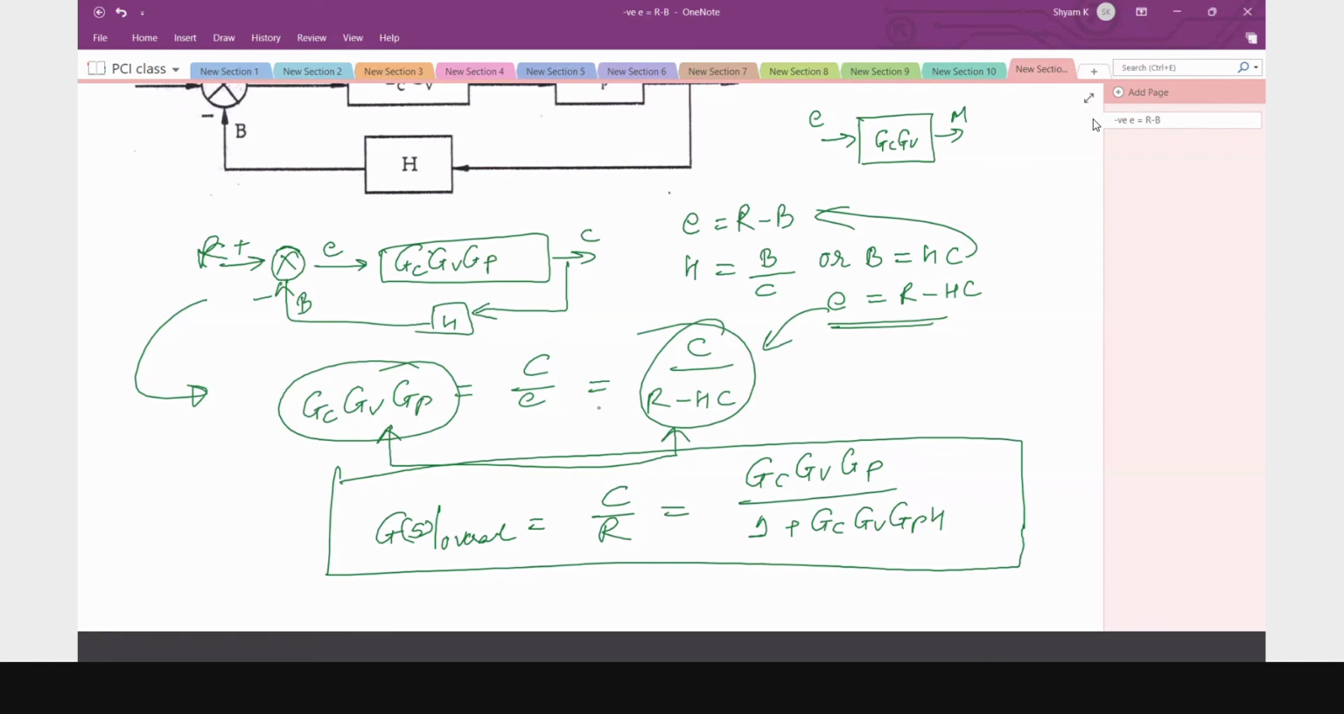This is Laplace, remember. I am using capital letters, but it is Laplace, because the transfer function itself is in terms of the Laplace transform of the variables. Is this coming? Okay. So remember one thing.